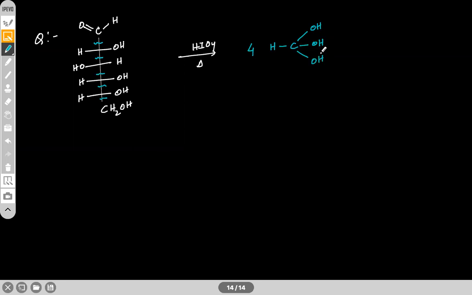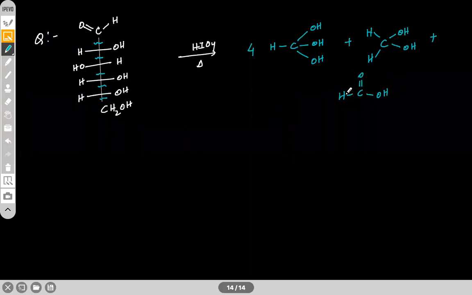Clear? See, the number of bonds you are breaking, an equal number of OH groups you attach on the carbon atom. That is it. Now you think, we'll get four molecules of this, and we get one molecule of this one, and one molecule of this. This three. Tell me, is it right?